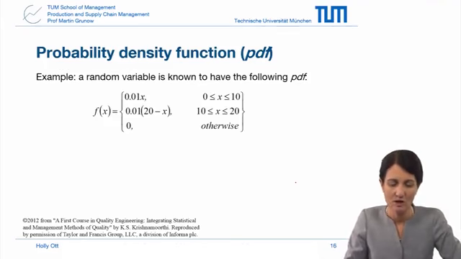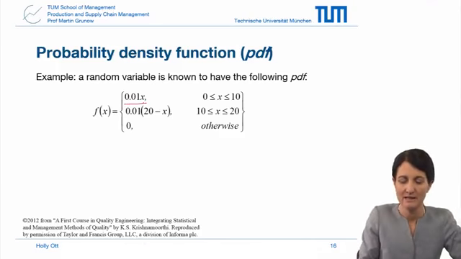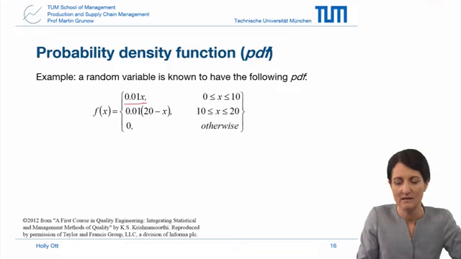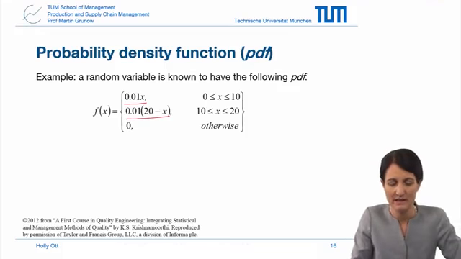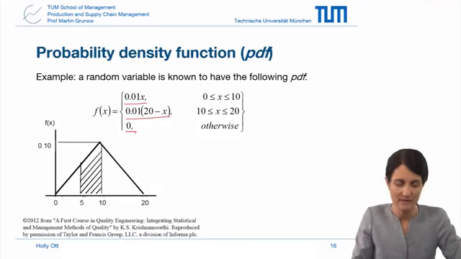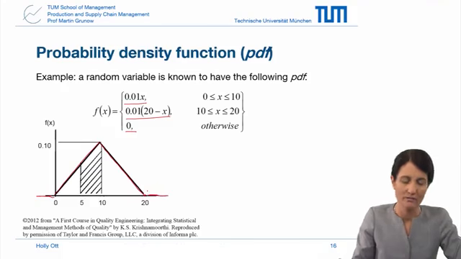Here's an example. We have a random variable that is known to have this probability density function. From x is 0 to 10, the function is 0.01x. From x greater than or equal to 10 to less than or equal to 20, we get 0.01 times (20 minus x), and otherwise our function is 0. So if we wanted to draw that, this would look like a triangle. So we have here a constant slope up, and here a constant slope down, and 0 everywhere else.